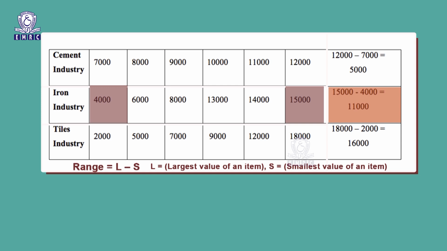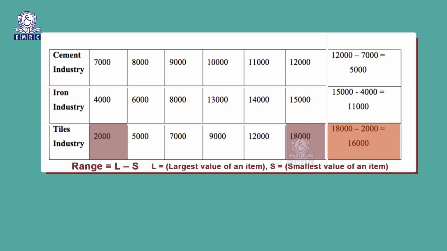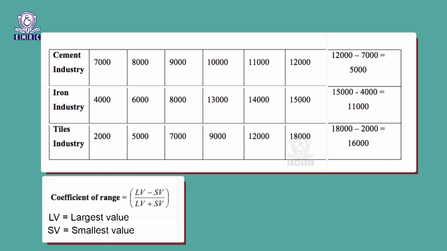And if you see in the tiles industry, the lowest salary is rupees 2,000 and highest salary is rupees 18,000. The range in the tiles industry is L minus S, which means 18,000 minus 2,000, which is equal to 16,000. The range in the tiles industry is 16,000. If the range is lower, that means the variation is less scattered, and if the range is higher, the variation is more scattered. Now let us discuss how to calculate the coefficient of range.